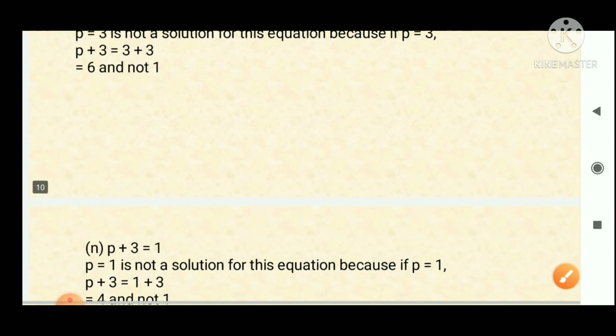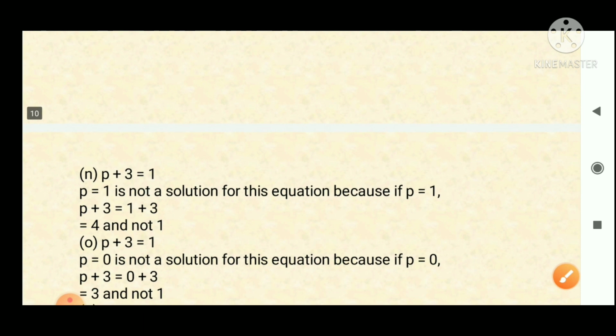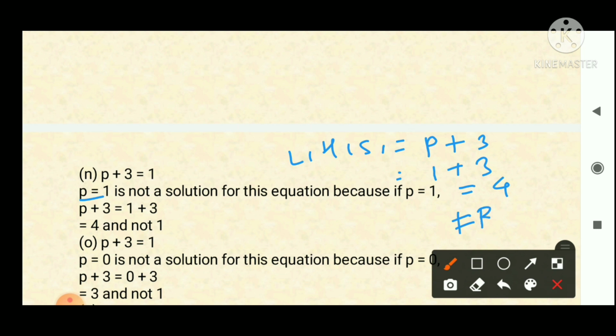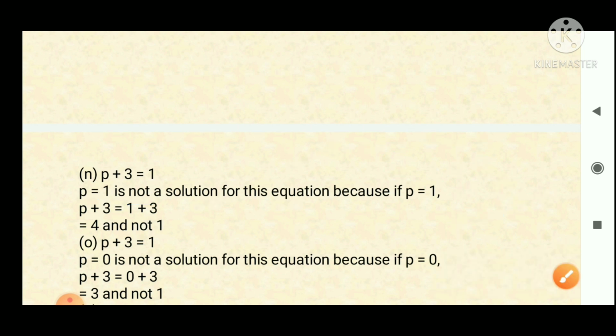Now we will check by taking the value of variable p is equal to 1. Now here the left hand side of this equation is p plus 3. Now we take the value of p is equal to 1. 1 plus 3 is 4. But here the right hand side is 1, which is not equal to the right hand side. So the equation is not satisfied. So p is equal to 1 is not a solution for this equation.